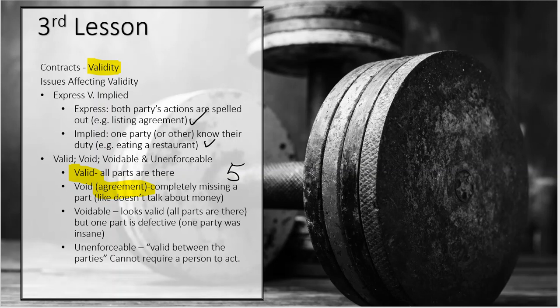So when somebody says, hey, the contract's null and void, that's not true. Because there's no such thing as a void contract. It's voidable, meaning it could be undone. Void means it never was a contract to begin with. And then the last one is called an unenforceable contract.